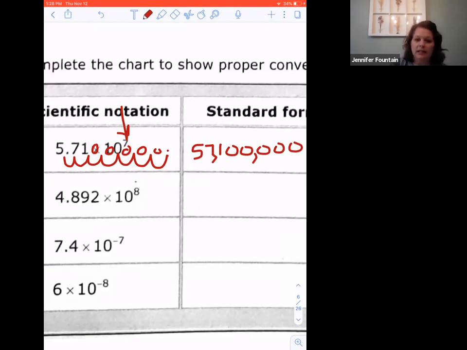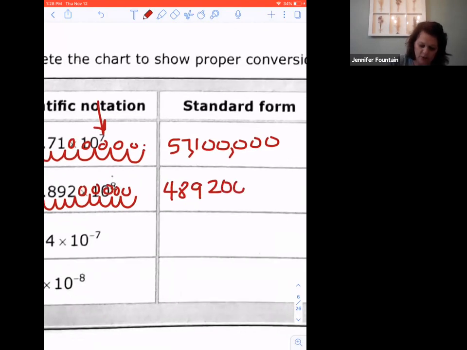4.892 times 10 to the 8th. Move my decimal 8 places to the right: 1, 2, 3, 4, 5, 6, 7, 8. Fill in with zeros. So I have 4, 8, 9, 2, and then 5 zeros. Put in my commas.